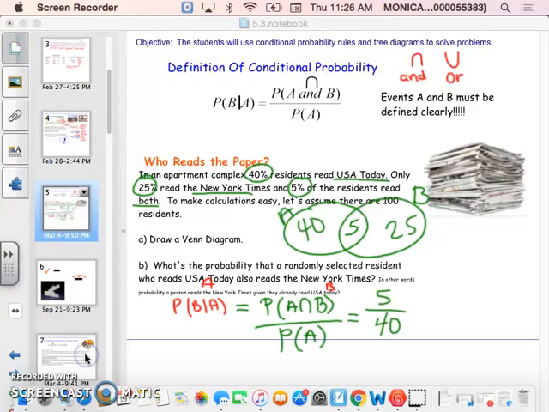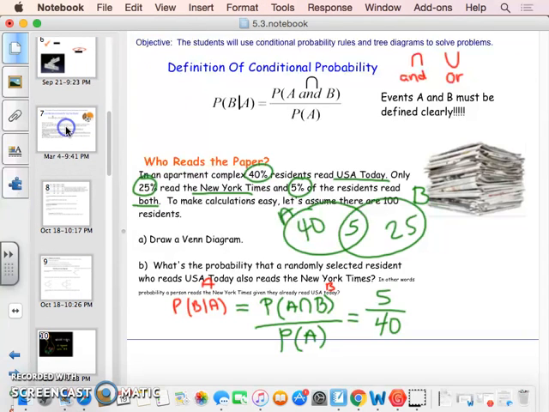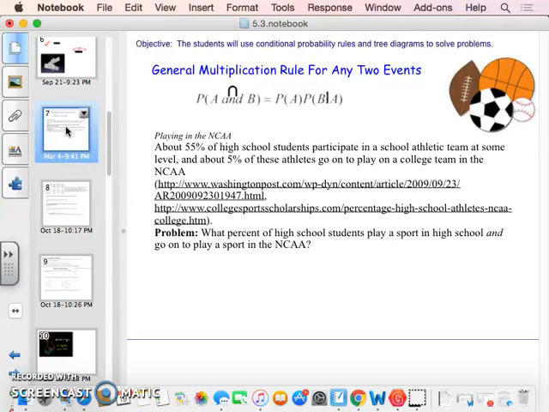So that's the formula. Let's look at another example. The next example is if you're playing sports. Now this time we're going to look at the probability rule for any two events. So if we want to know two events combined, not given one and the other, we want to know the probability of A and B. This is where we want to find the intersection of the two when we don't have a Venn diagram or we're not given that information. How can we figure that out?